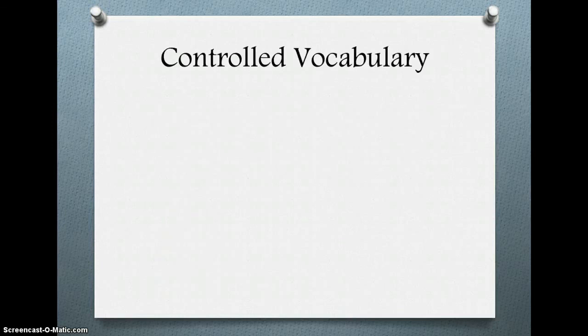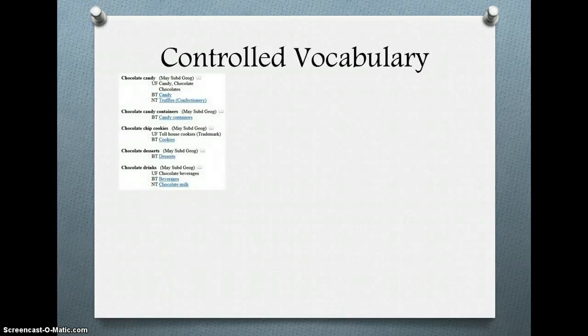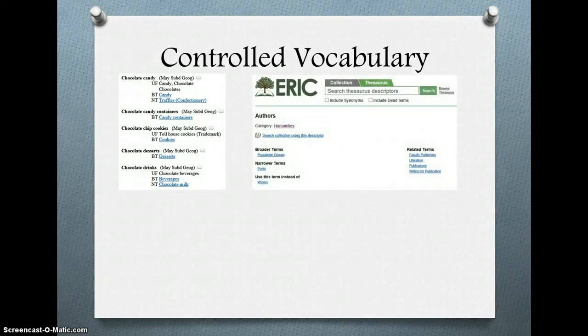Here are some examples of control vocabulary. This first example is a Library of Congress subject heading, in which you can see it shows used for terms, broad terms, narrow terms. Our next example is of a thesaurus, which is from the ERIC Thesaurus, that's the Education Resources Information Center, which also uses used for terms, related terms, broad terms, and narrow terms.